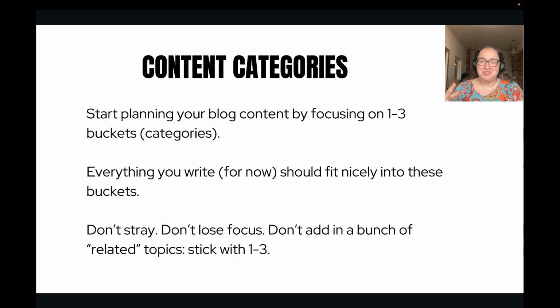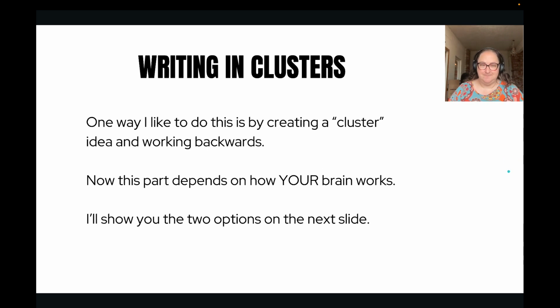Whenever you first start your blog, you're going to want to plan your content categories carefully. So start planning your blog content by focusing on 1 to 3 categories. These will also be called buckets whenever I'm talking. Everything you write, at least for now, should fit nicely into these 1 to 3 buckets. Do not stray, do not lose focus, don't add in a bunch of related topics, okay? Stick with 1 to 3 because we need to fill these buckets up first before adding any others.